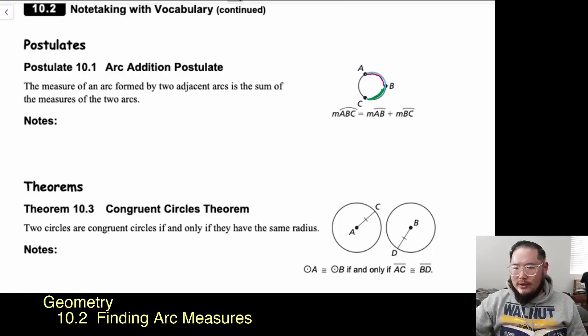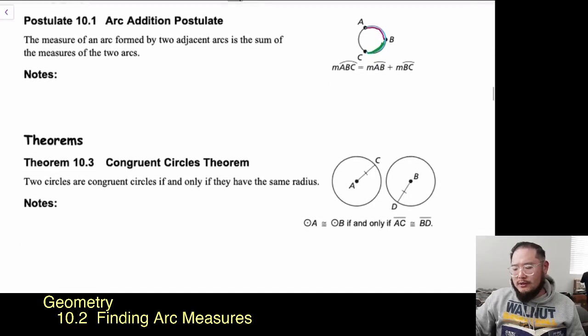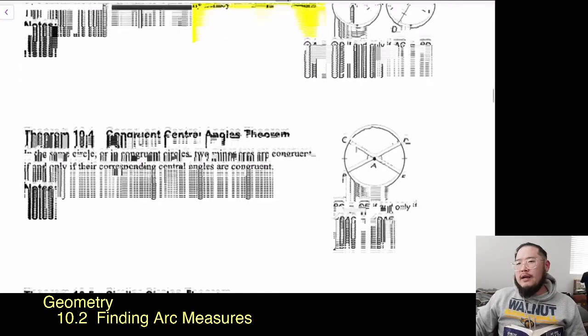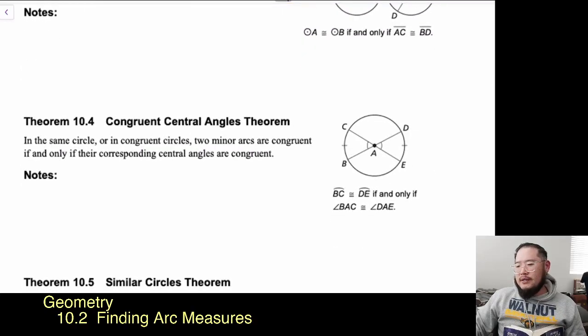Looking at next, Theorem 10.3. Remember, congruent circles. 2 circles are congruent if they have the same radius. Key point, same radius. Otherwise, the circles are different. The diameters would be different. The outer part, the circumference, would be different if the radii happen to be different. All right. Next up, theorem 10.4, we've got right here the congruent central angles theorem.